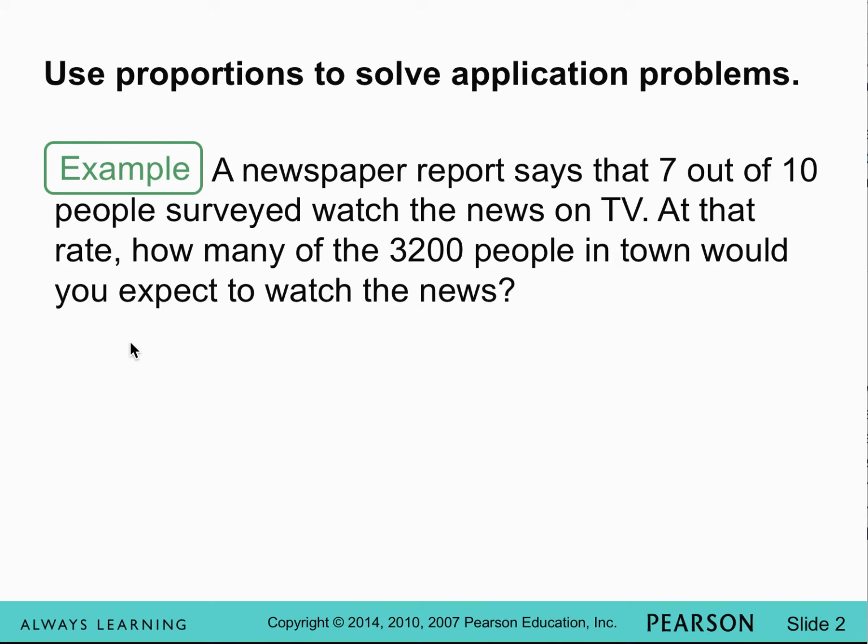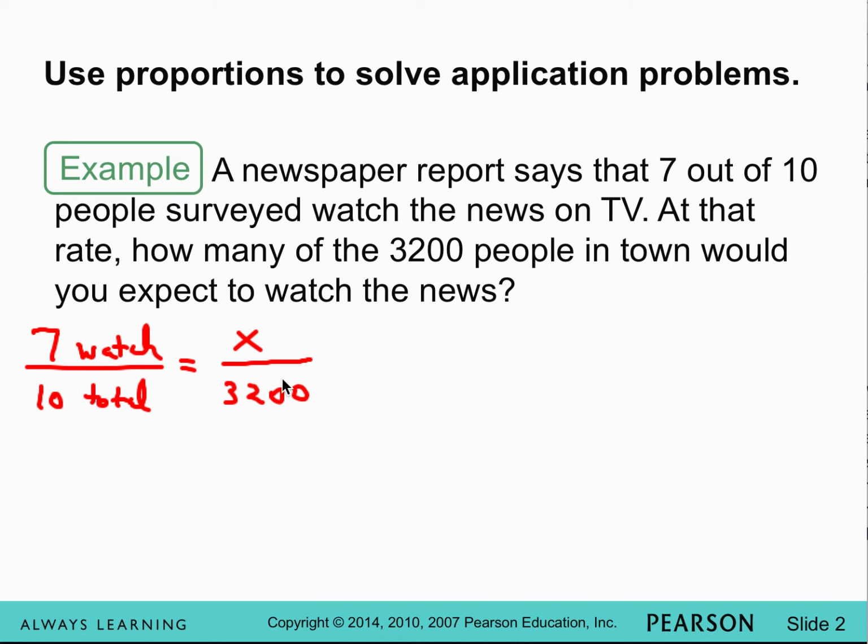Okay, so this is 7 people watch out of 10 total people. I'm just putting this in so I can keep my proportion straight. So the 3,200 people is the people in town. That's the total people in town, and I'm looking for how many watch. Just make sure that you get your proportions set up appropriately.